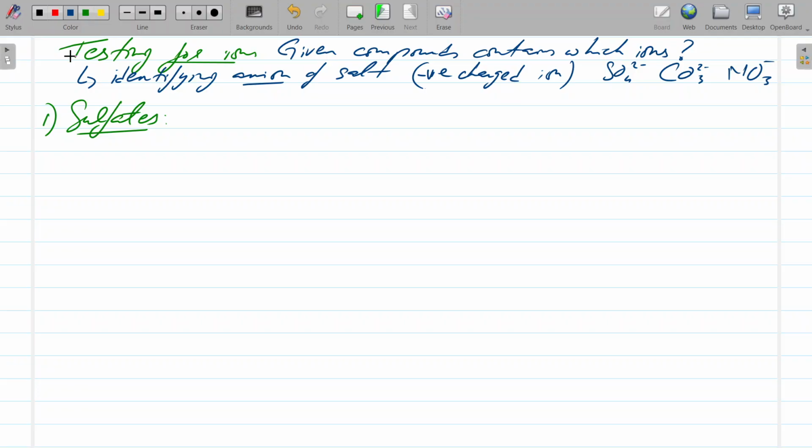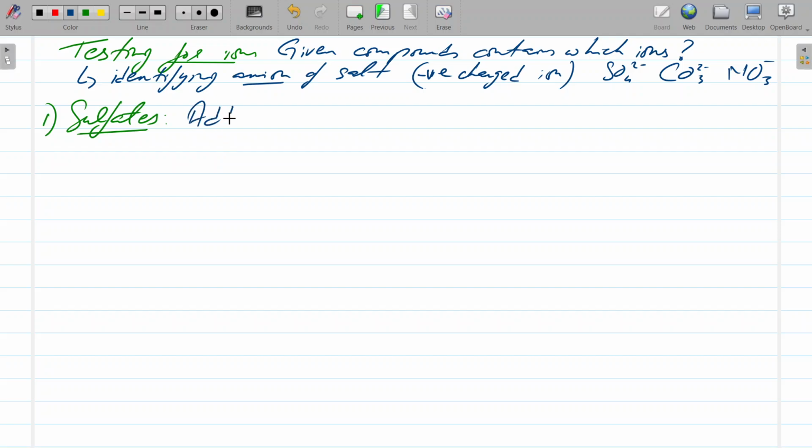Right now, we've seen that barium sulfate is insoluble. We've just seen that. And so basically what we're going to do is add a soluble salt of barium, just like barium chloride. We're going to mix it with the unknown and see what happens.